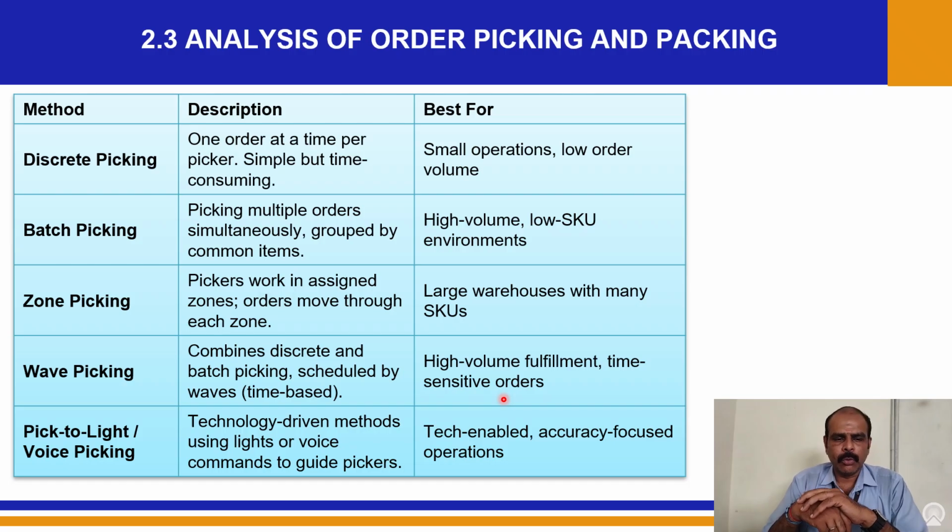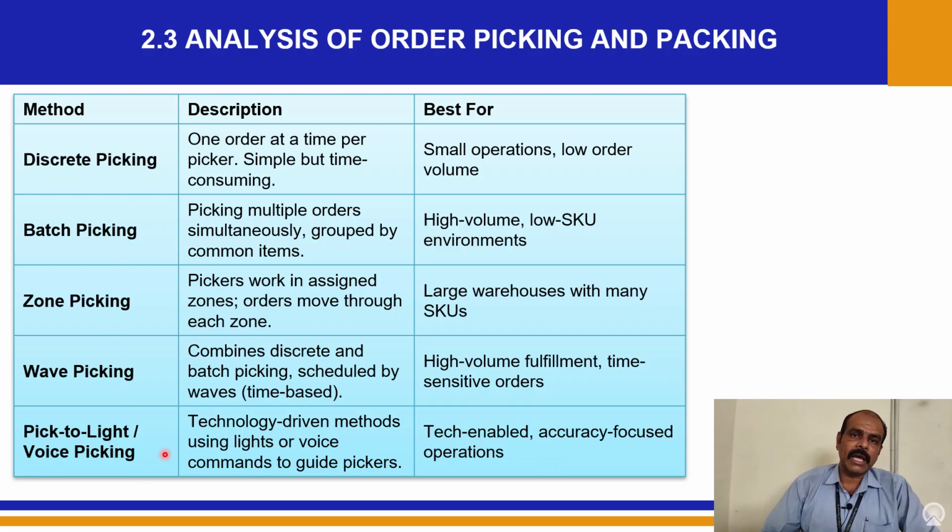Then the fifth one, pick to light or voice picking. This is possible only in an absolutely automated warehouse. These are technology driven methods using lights or voice commands to guide pickers. So we can get instructions over voice. Usually it will be a technology enabled, accuracy focused operation, but here the investment will be a little bit high. So these are all the different methods of picking.